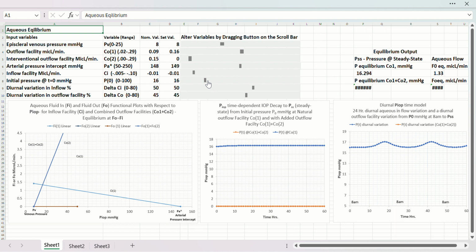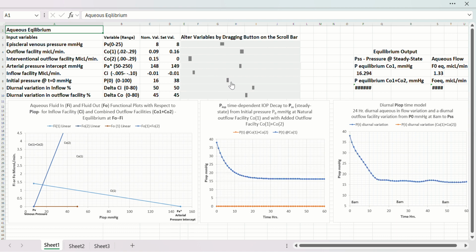If we were to, say, deflate this eye to a pressure of 0, we could determine what amount of time it would take to get it up to its nominal pressure of 16 millimeters of mercury and an average flow of aqueous fluid through the eye of 1.33 microliters per minute. We'll place this back up to a nominal 16 millimeters of mercury so that there is no change in it. Conversely, we can also start at a high pressure and see how long it takes to get down to its steady state pressure of 16 millimeters of mercury. And this is just an average eye that we're looking at right here.